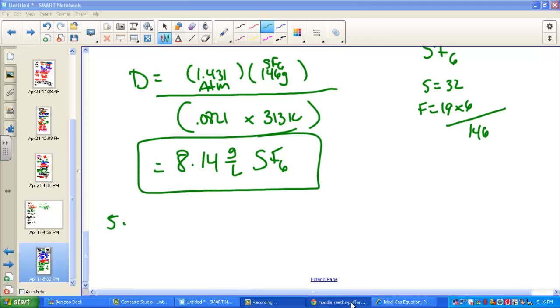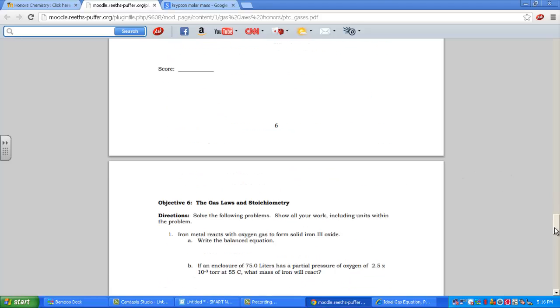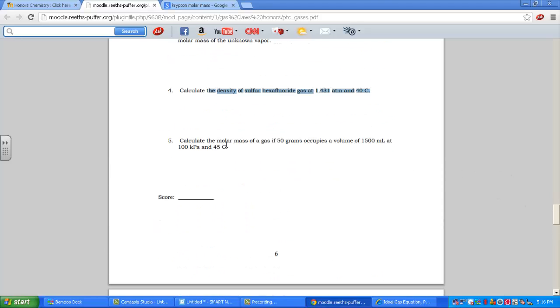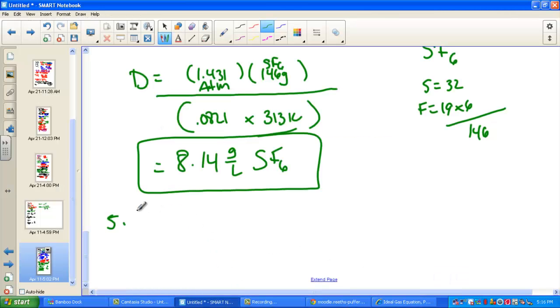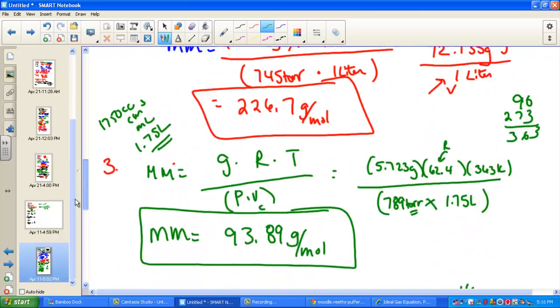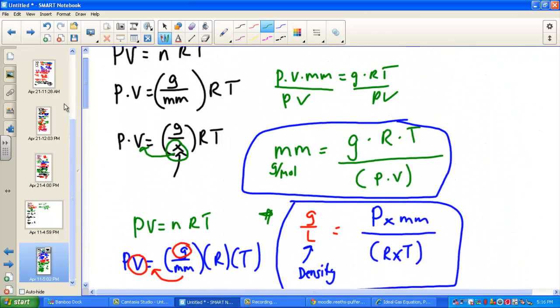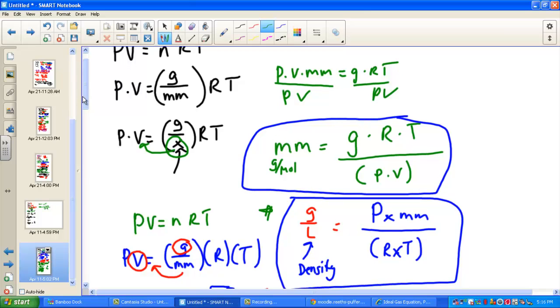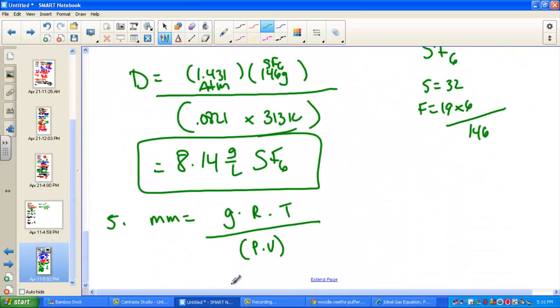Almost there, and one more. Number 5. Whoops, too far. Calculate the molar mass. 50 grams occupied a volume of 1,500 mLs. There's my pressure, there's my temperature. Pretty much plug them into the formula. Molar mass is found by taking grams times constant R times the Kelvin temperature over our product of P and V. We have that on our formula page. We derived it right at the start of the lesson. GRT over PV. Plug them in.